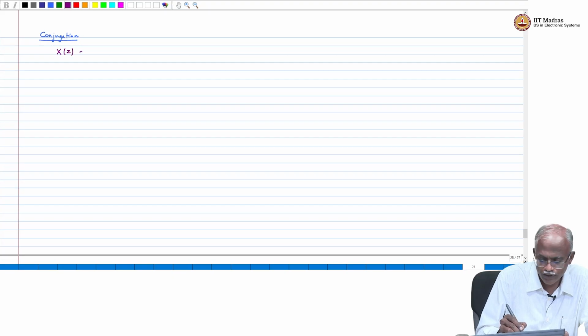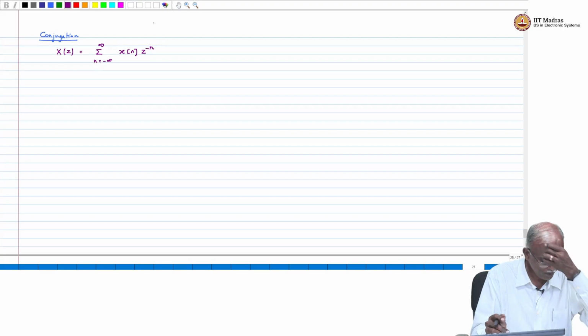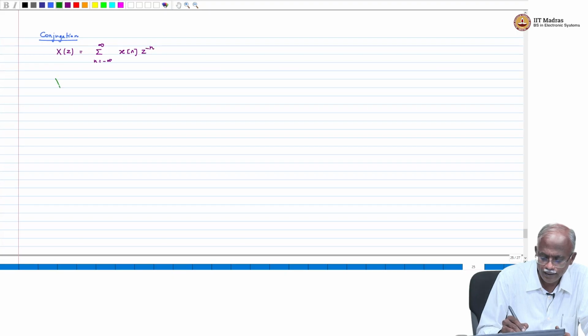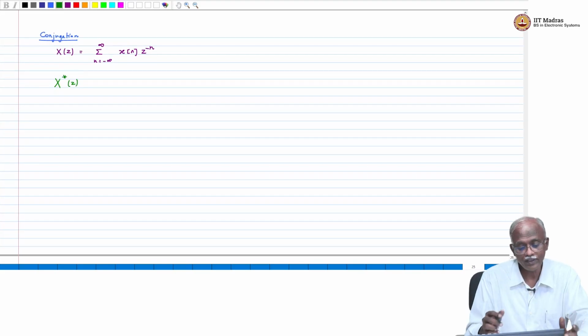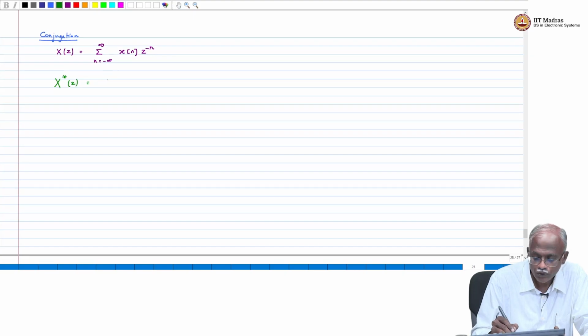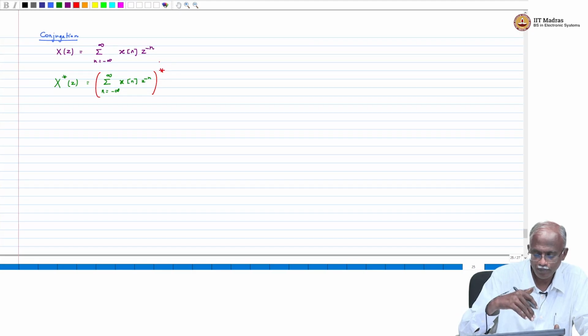X of z equal to summation n equal to minus infinity to infinity x of n z raised to the power minus n. Now if I conjugate X of z, that means I have conjugated the term on the left hand side. That means I must conjugate the terms on my right hand side. So this will be summation n equal to minus infinity to infinity x of n z raised to the power minus n, the whole conjugate. Everything within the bracket must be conjugated.